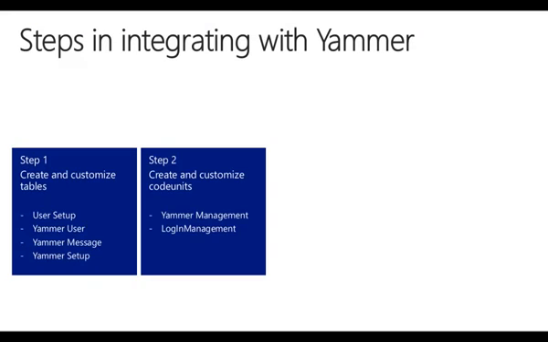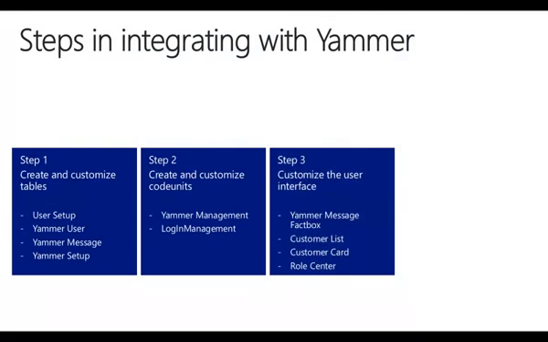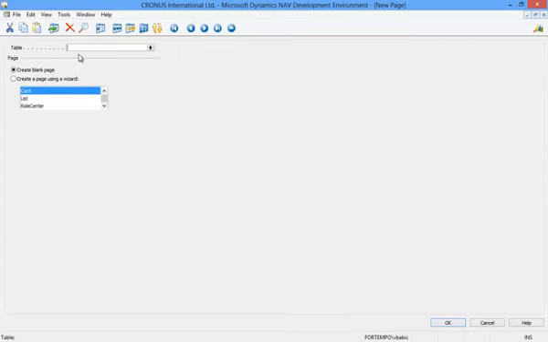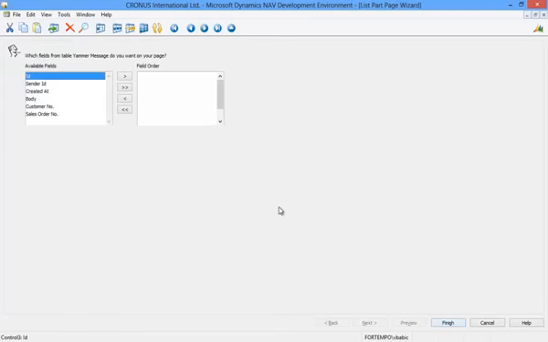Let's now create some UI to show and manipulate the data in Yammer. I want my Yammer messages to show up in my role center, so I'll create a new fact box page for this. I'll use the Yammer message table and I'll create a page of list part type. Then I'm going to add some fields to it.